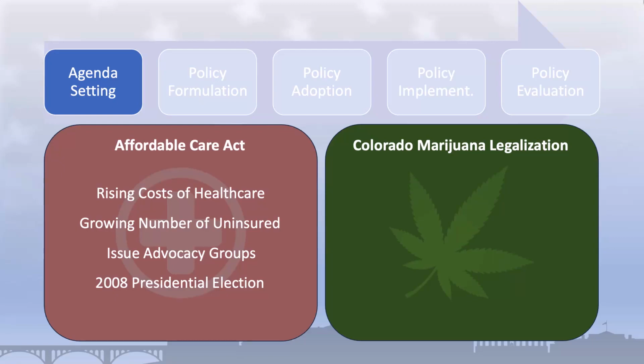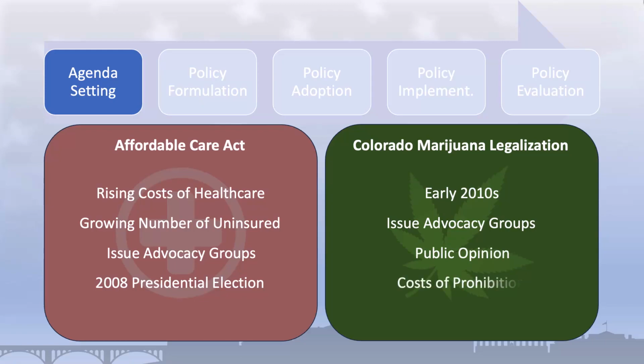In that case, the debate over the legalization of recreational marijuana gained momentum in the early 2010s as advocacy groups like the Campaign to Regulate Marijuana Like Alcohol collected signatures to put the issue on the ballot. Public opinion polls and concerns about the costs of marijuana prohibition contributed to the agenda-setting process.